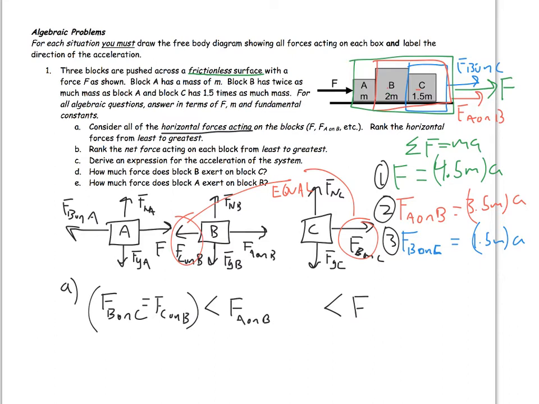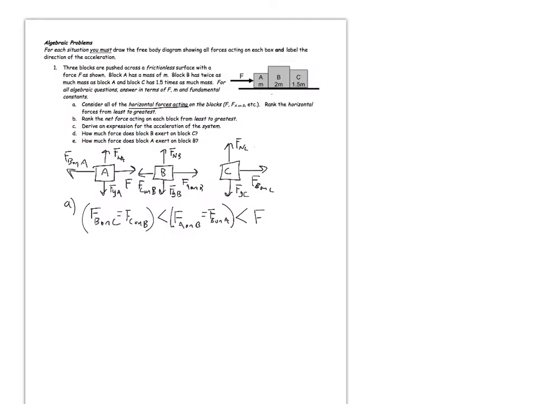And we have another third law pair between F of A on B and F of B on A. Those are also equal. And so we can say F of A on B, which is equal to F of B on A, both of those will be less than F, but greater than the B on C, C on B pair.